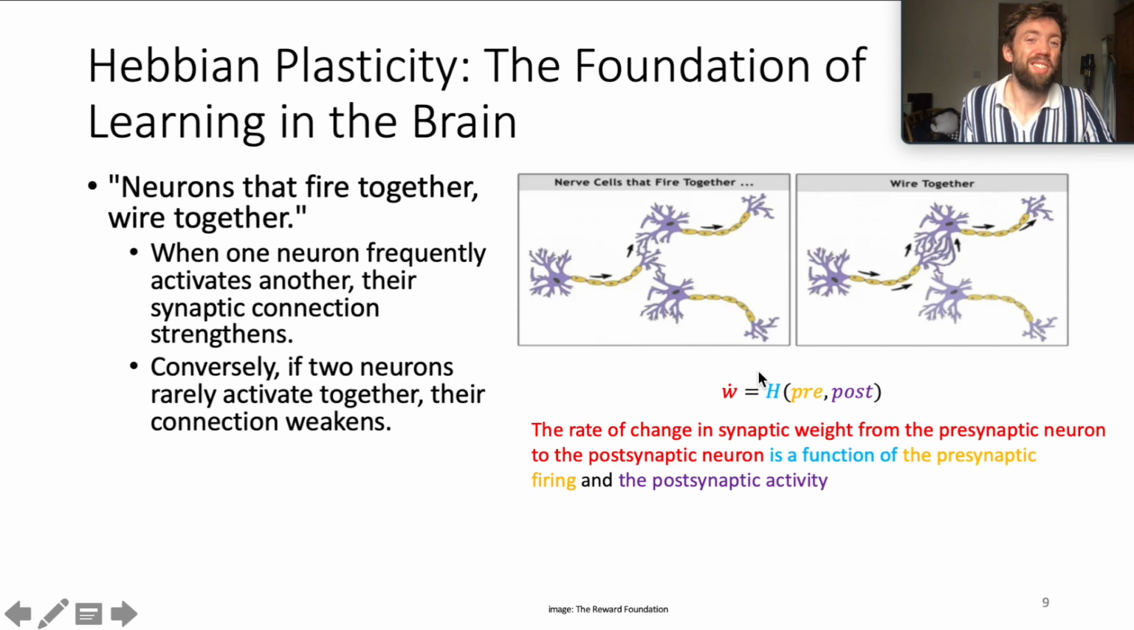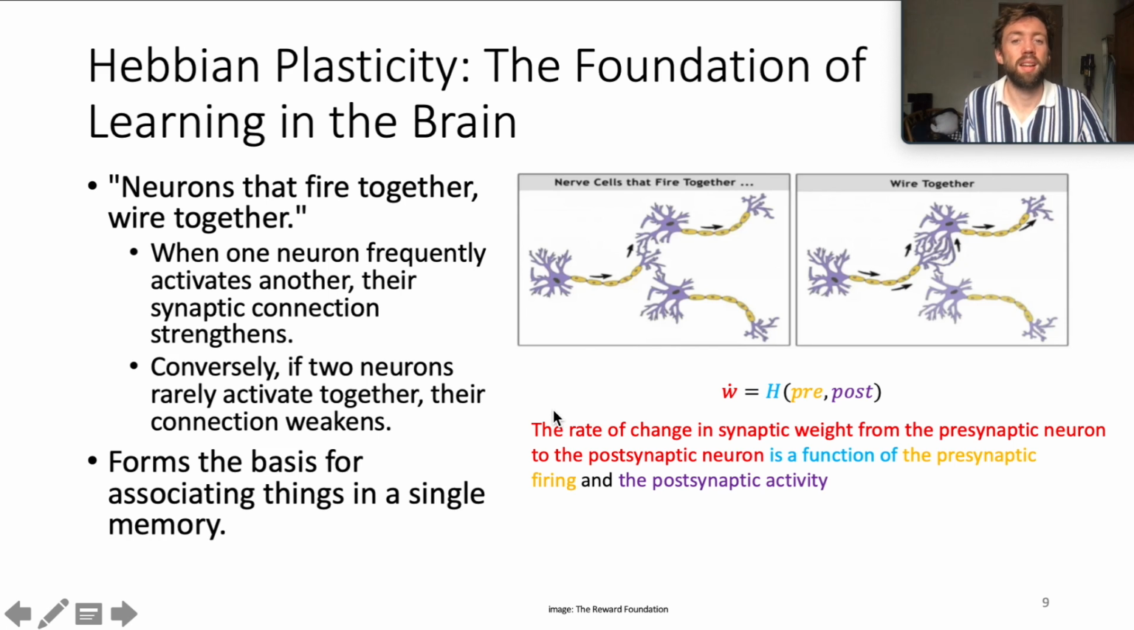Here we can see the general mathematical formulation of Hebbian plasticity, where the rate of change in the synaptic weights from the presynaptic neuron to the postsynaptic neuron is a function, h in this case, of the presynaptic activity and the postsynaptic activity. And in the literature there are different versions of this function h. But this Hebbian rule seems to form a basis for associating different things in a single memory.